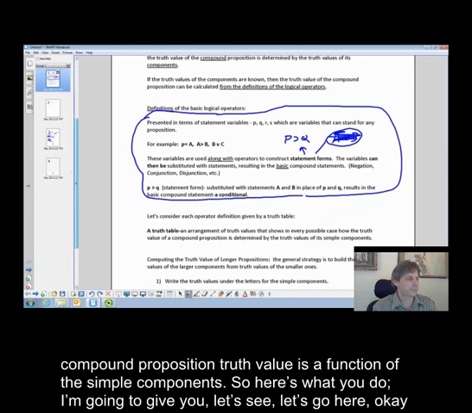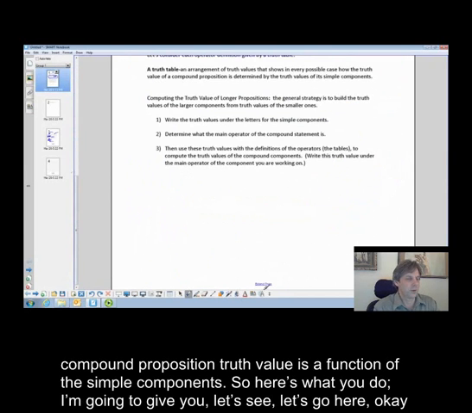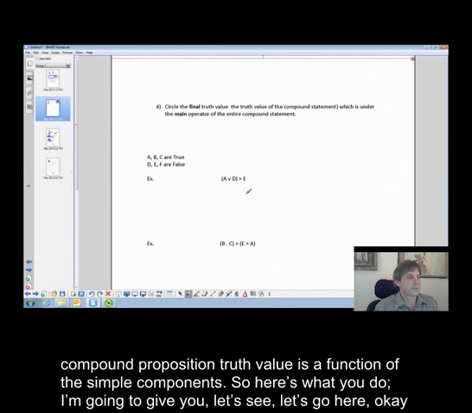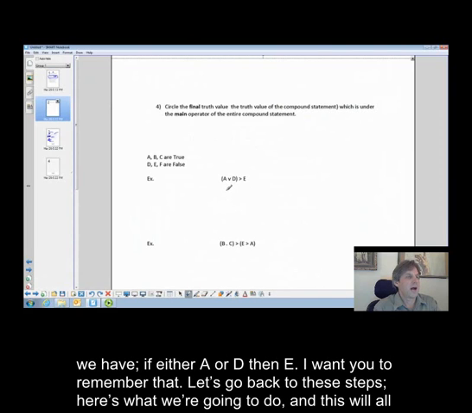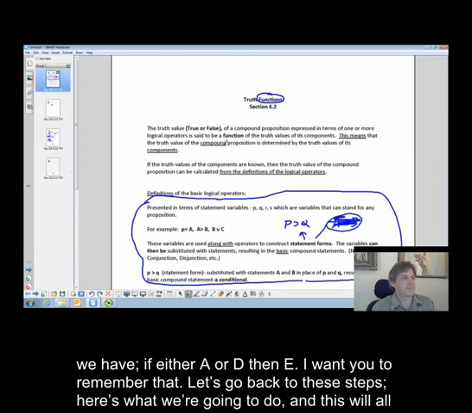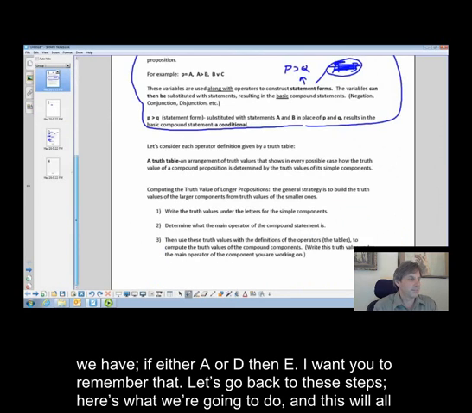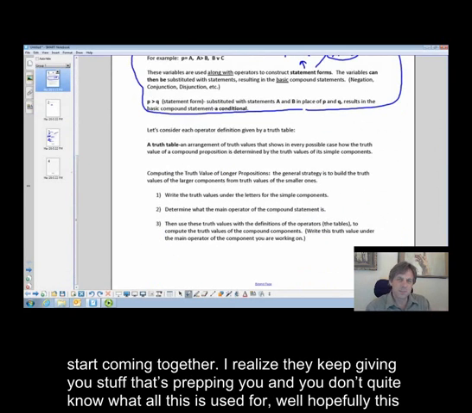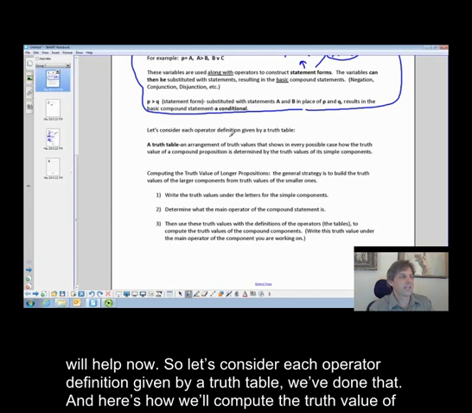Let's see, let's go here. Okay, we have if either A or D, then E. Okay, I want you to remember that. Let's go back to these steps. Here's what we're going to do, and this will all start coming together. I realize I keep giving you stuff that's prepping you and you don't quite know what all this is used for. Well, hopefully this will help now. Okay, so let's consider each operator definition given by a truth table. We've done that.